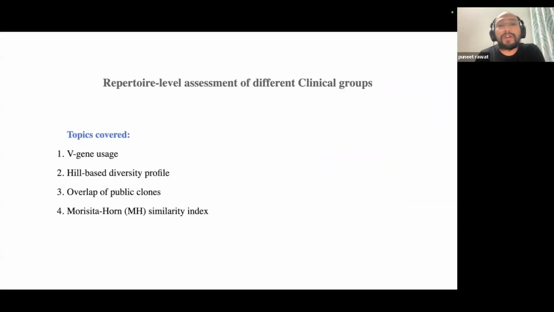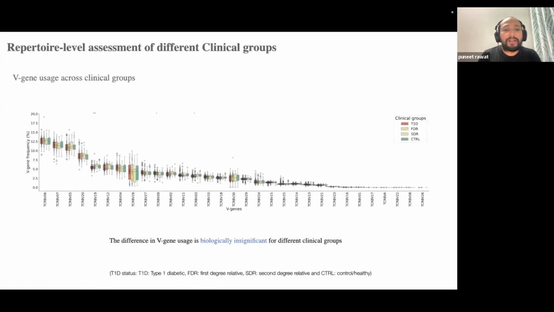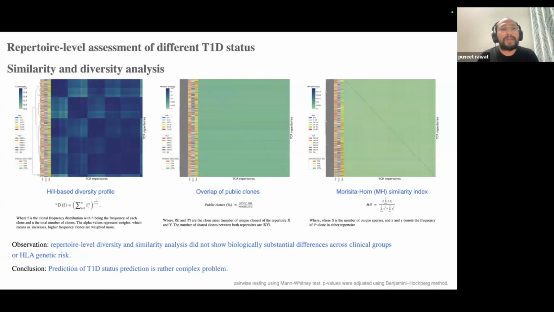So first, coming to the repertoire level differences. We looked into the gene usage, and we observed that we don't really see any differences between different clinical groups in their gene usage. And the same with the similarity and diversity analysis. When we compare the repertoire level similarity based on the Hill-based diversity profile, we don't see any differences. We didn't observe any clustering based on age, HLA, or diabetes status. And the same goes for public clones and the Morisita-Horn index.